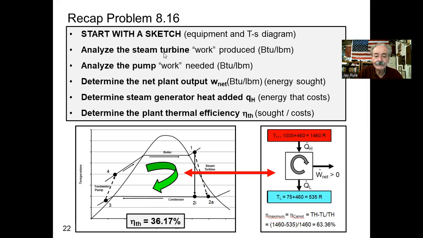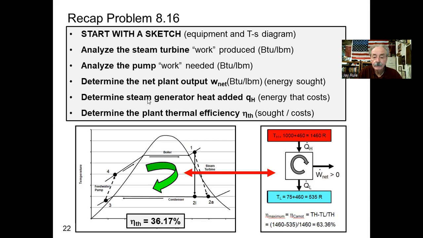We analyzed the steam turbine first, and we looked at work, BTUs per pound, W dot over M dot. Then we moved to the pump, and we analyzed the pump work needed, BTUs per pound. Then we determined the net plant output. We simply added those two together to get the net work. One was positive, one was negative.